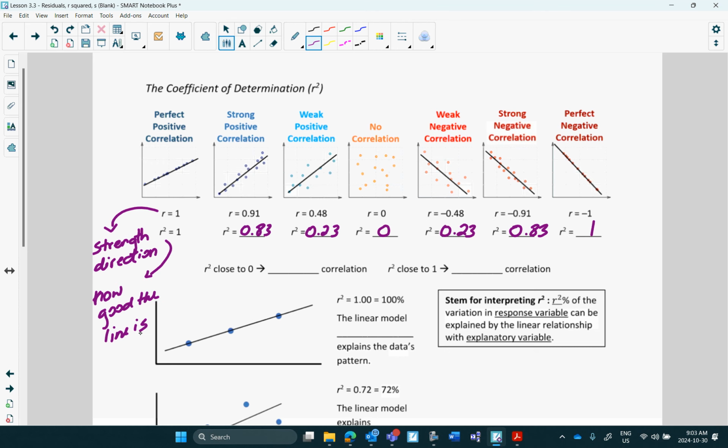So if you know what r is, then you know the strength and the direction of the line, and then you just have to square it to find how good the line is. If you know r squared, you know how good the line is, and then you just have to square root it to find the strength and direction of the line. So as r squared is closer to 0, it's a weaker correlation. And if r squared is closer to 1, it's a stronger correlation. It's a better predictor.